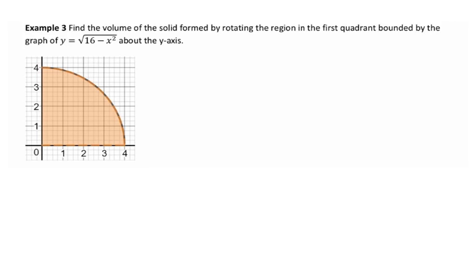Okay, so for example 3, find the volume of the solid formed by rotating the region in the first quadrant bounded by the graph of y equals square root of 16 minus x squared about the y-axis. So we're rotating it this time around the y-axis instead. So this is going to change some things.